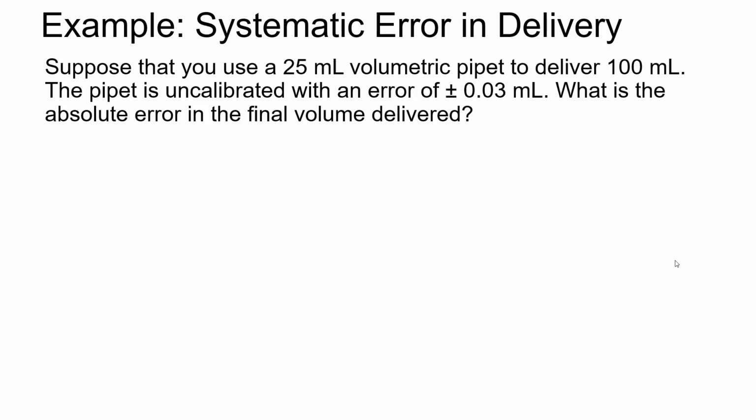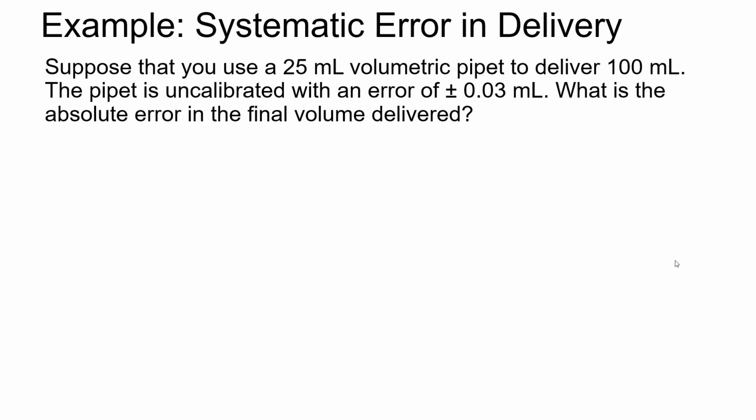And so if we look at a problem like this, where we say we use a 25 mL volumetric pipette to deliver 100 mL, and the problem says the pipette is uncalibrated with an error of plus or minus 0.03 mL. "The pipette is uncalibrated" is the key phrase in the problem that indicates we're dealing with systematic rather than random error. We want to know what is the absolute error in the final volume delivered.